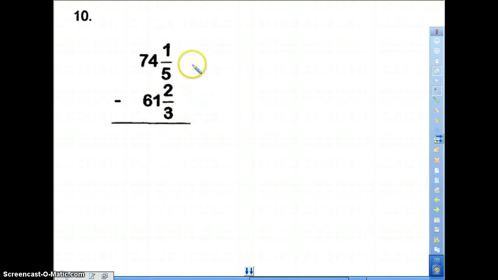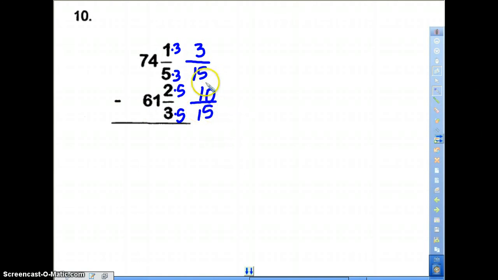Between 1/5 and 2/3, what's your common denominator? Yeah, 15. So, what'd you multiply 5 by to turn it into 15? Yep, so I got to do that up here. 1/5 is the same as 3/15. 2/3 is the same as how many 15ths? Well, what did you multiply the 3 by to turn it into 15? Yep, I got to multiply the numerator by that also. So I get 10/15. Now, 74 and 3/15, subtract 61 and 10/15.